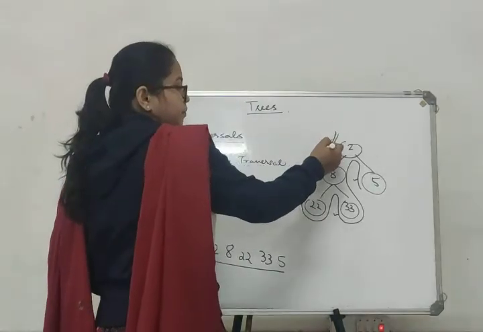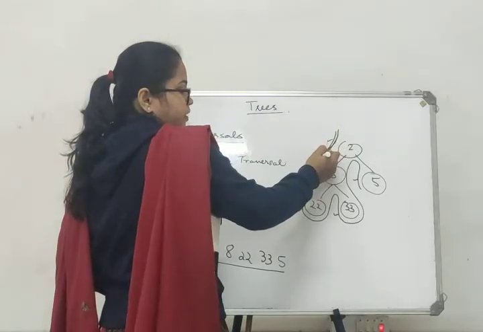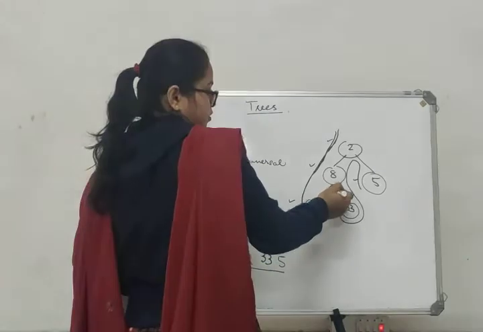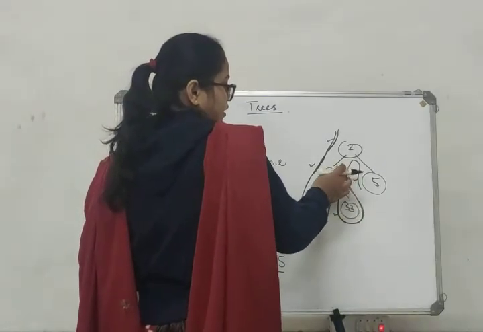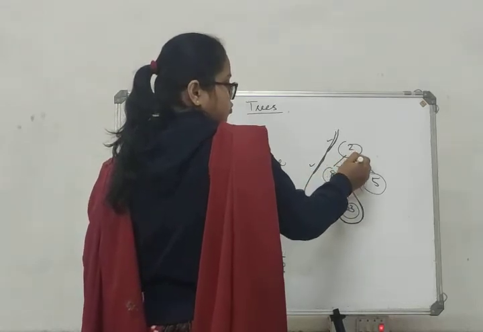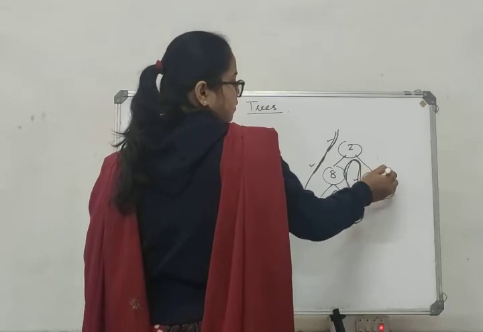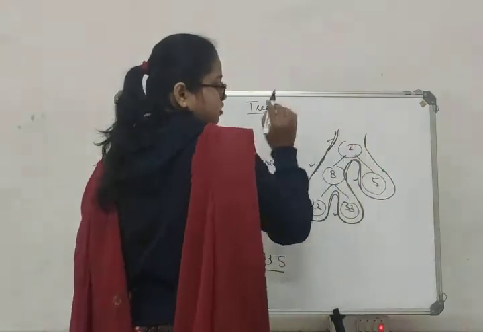When you move your hand around the tree, first 2 is coming, print. 8 is coming, print. 22 first time we are visiting, print. 33 first time we are visiting, print. Again 8, but 8 is not the first time, right? 2 is not the first time. 5 first time we are visiting, simply print. 5 second time visiting, third time visiting, no worries. 2 third time visiting, no worries.